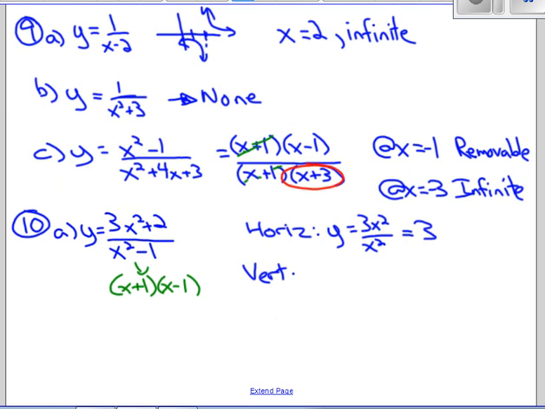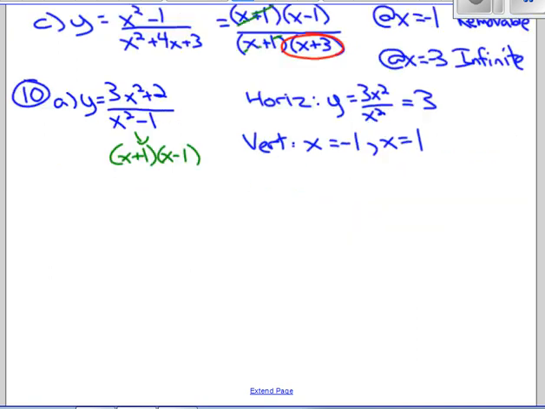So vertical asymptotes on this one would be at x equals negative 1 and x equals 1. And I need to see them written as y equals and x equals. You can't say horizontal equals or vertical equals.